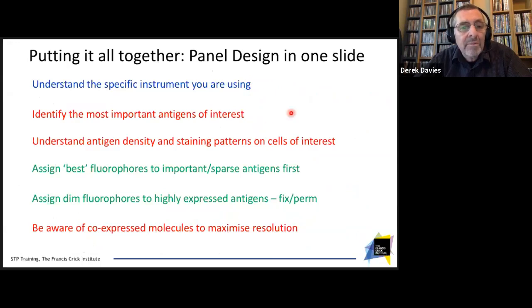In red here, we have the biology. We need to identify the antigens that are going to help us answer the question of interest. And then once we've done that, we're going to need to think about their antigen density and their staining pattern. And staining pattern also means the co-expression, because the more we think about that, the easier it's going to be to maximize our resolution. And then we can start thinking about our fluorochromes by, remember, assigning our brightest fluorochromes to our most important or our weakest markers, and thinking also about the conditions, the fixation and permeabilization, and so on.